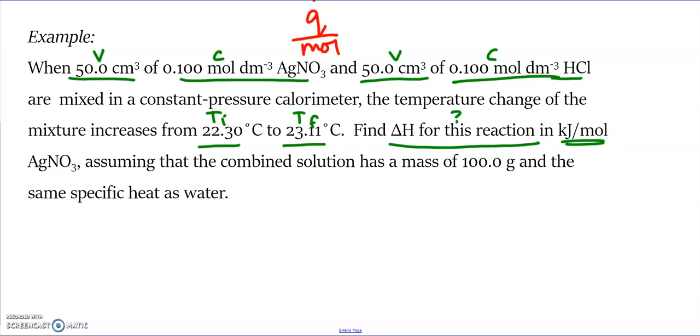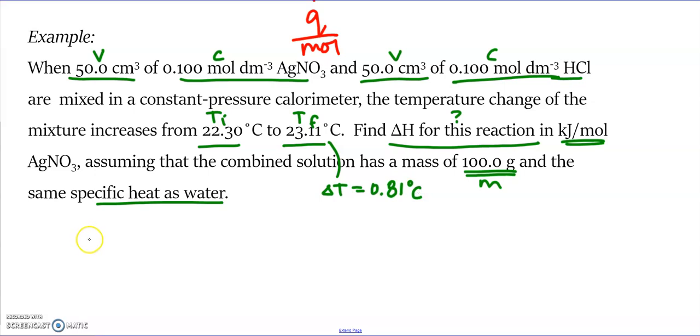Assuming the combined solution has a mass of 100 grams and the same specific heat of water. So here's our mass for our solution, specific heat of water, and we can find a change in temperature. If I subtract these two, I'm going to get 0.81 degrees Celsius.